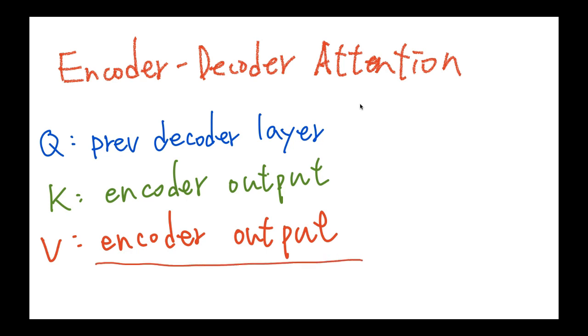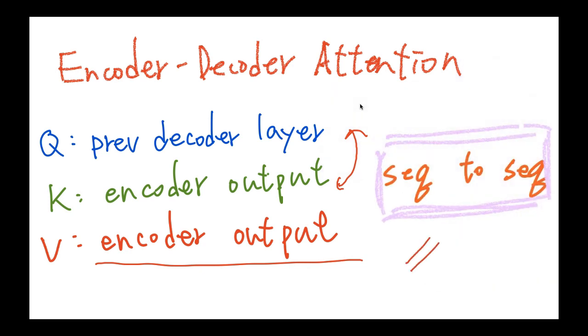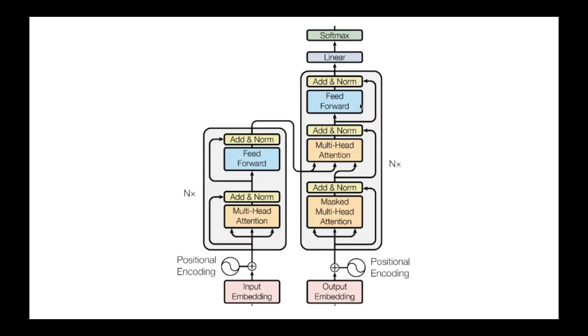How you select the importance of your value depends on the compatibility between the decoder output and the encoder output. Okay, so this is trying to mimic the sequence-to-sequence model. So probably let's take a look at this from the big picture.